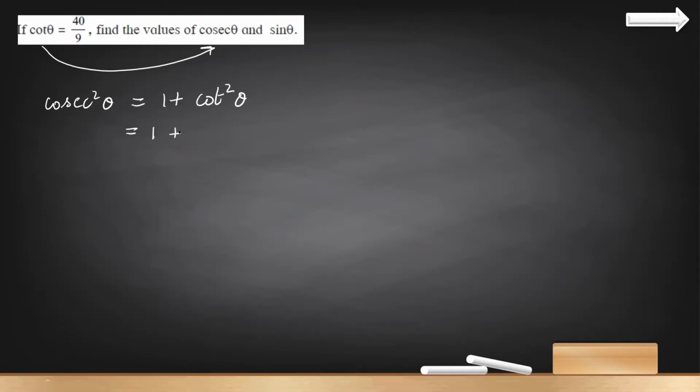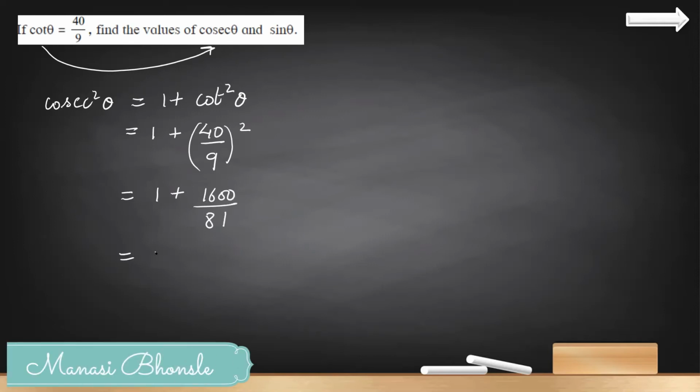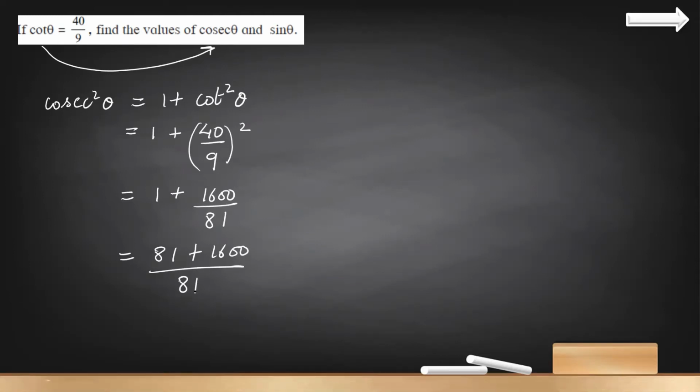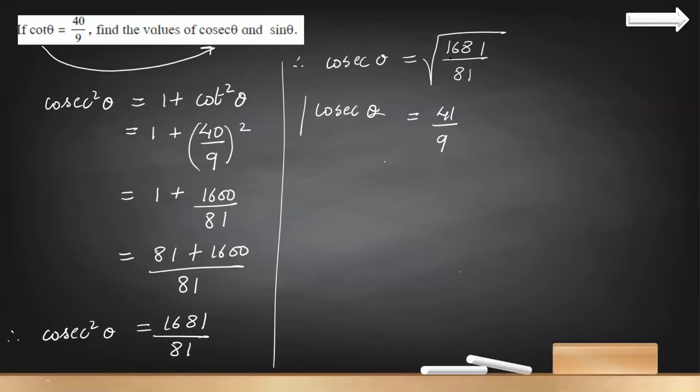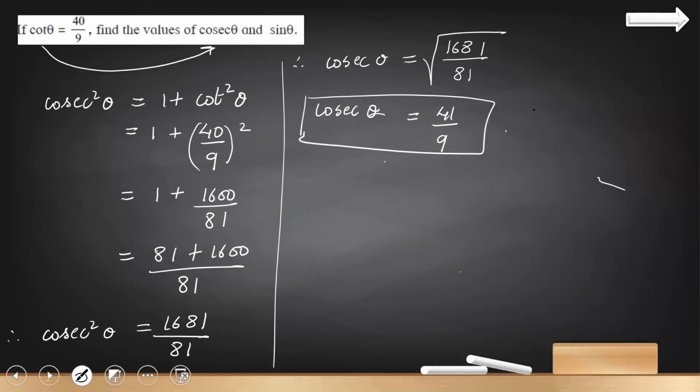So just put in the values of cot square now. 40 upon 9 the whole square. So this is equal to 1 plus 40 square will be 1600 upon 81. We need to take an LCM. So 81 plus 1600 the whole upon 81. Let us solve this and find out the value of cosec. So this is the value of cosec theta we got, 41 upon 9. That's the first thing we have to find out.